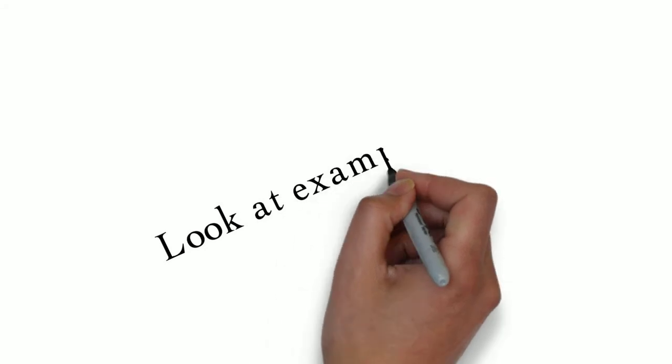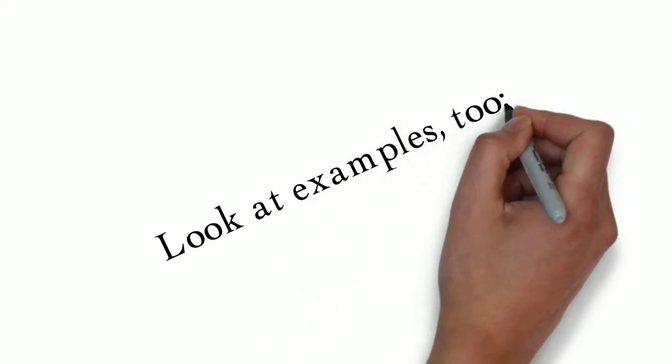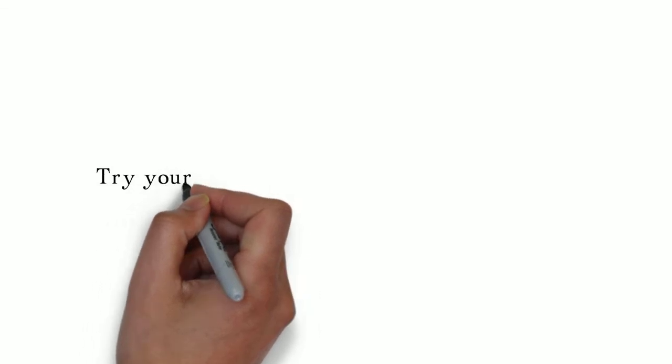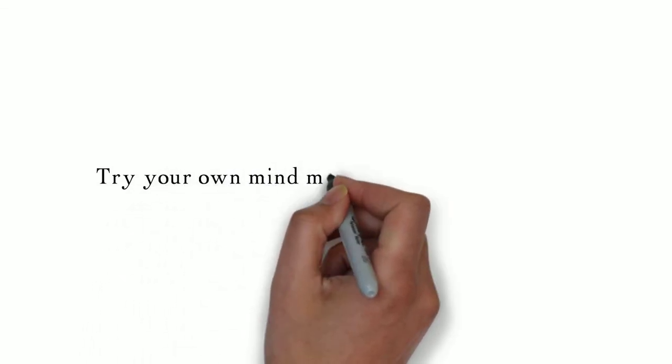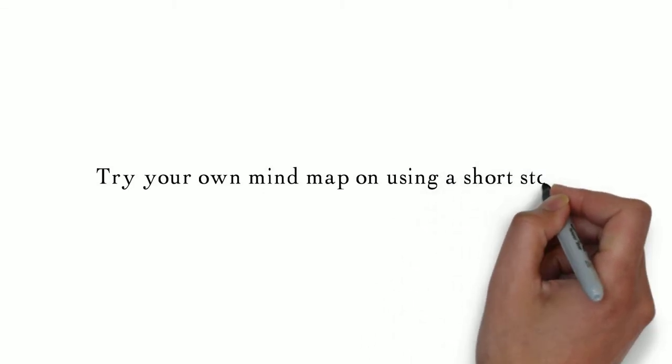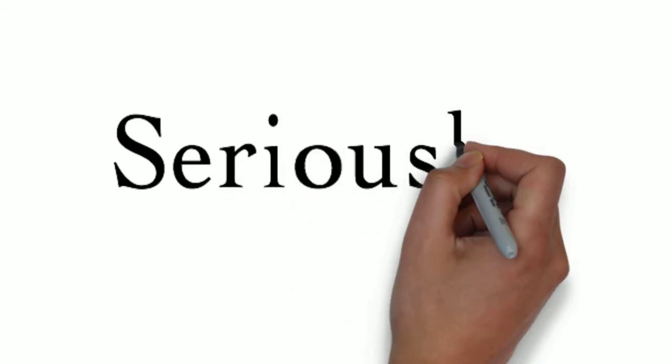You can draw pictures, you can just do lines, you can do shapes. It doesn't have to be artistic, but it's good to look at examples. You can find hundreds of examples online. So read a short story and try it. Write your own short story map. Seriously. Go.